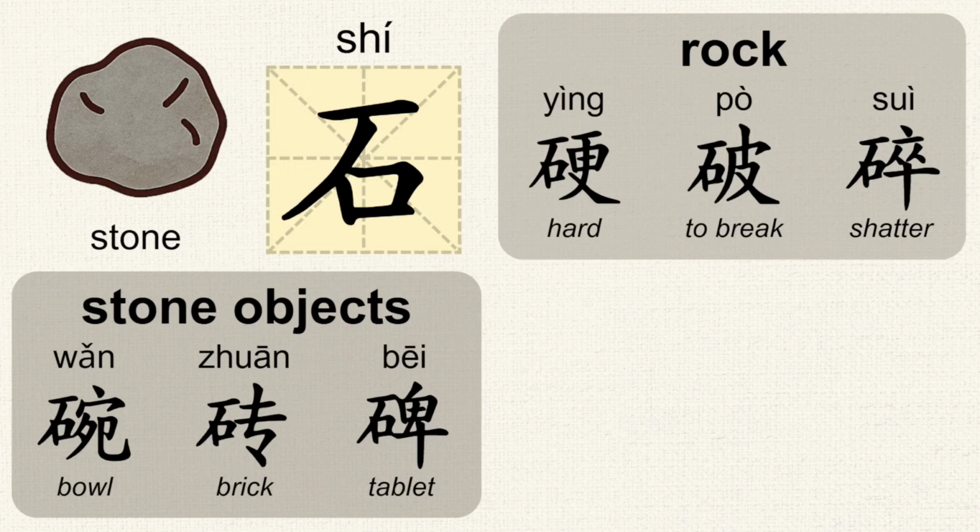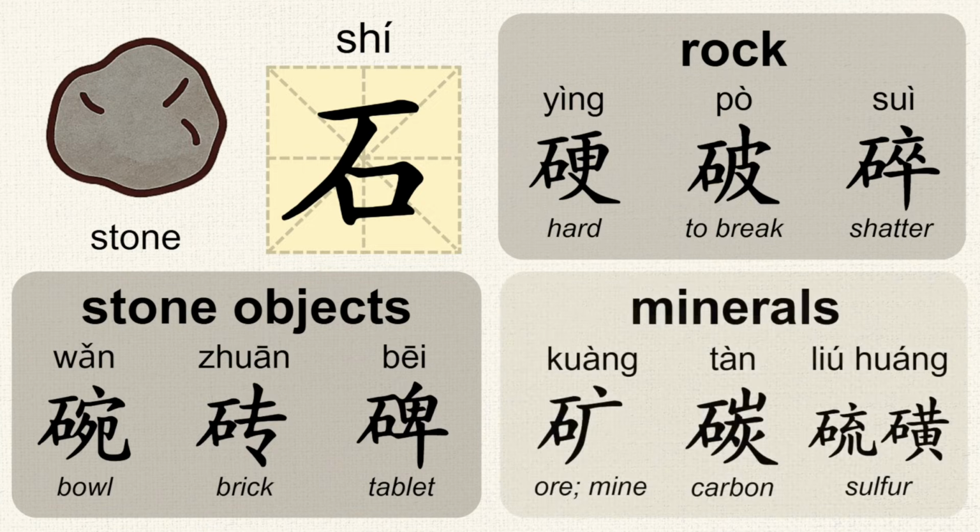And thirdly, this radical can also refer to minerals. Kuang, which is an ore or a mine. Tan means carbon, and liuhuang means sulfur. The latter two are also elements on the periodic table. They are solid nonmetals.